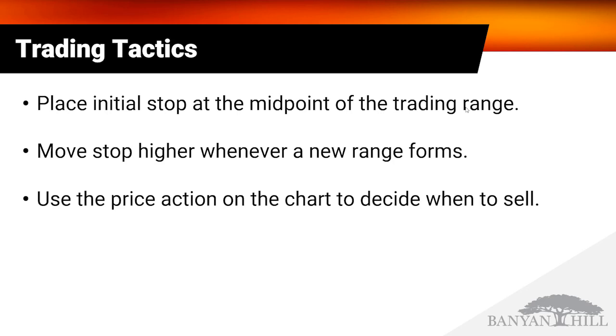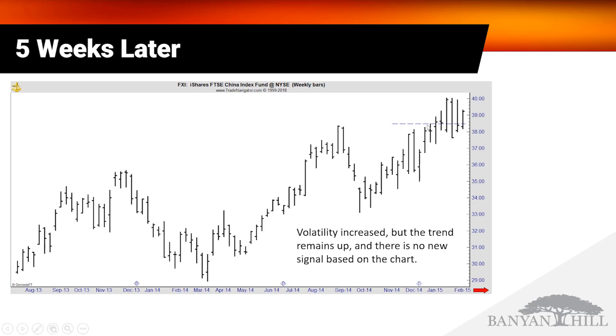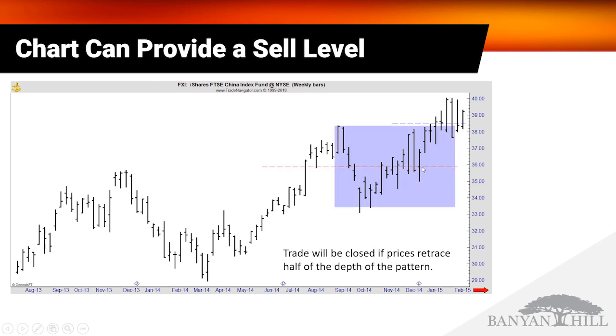So once we're in the trade, we bought at the new high. Now we have to decide when we would sell. We're going to place the initial stop at the midpoint of the trading range, and we'll move that stop higher whenever a new trading range forms. In other words, the price action on the chart will dictate when we get out. So volatility increased over the next 5 weeks, but we haven't really made much movement. So we haven't come down halfway into the pattern.